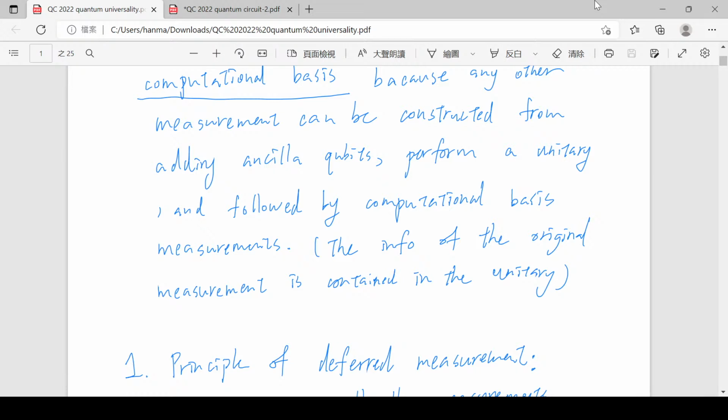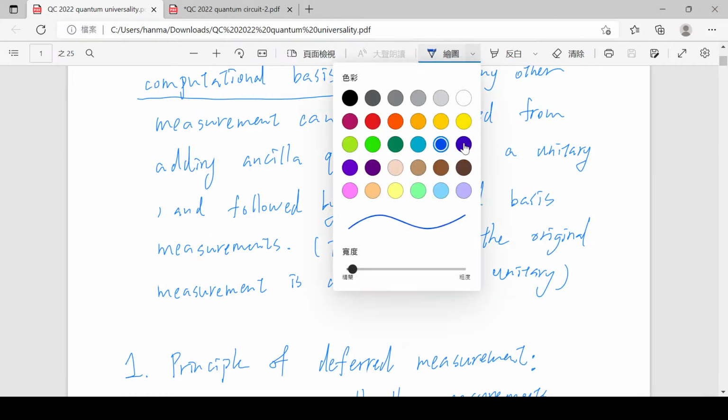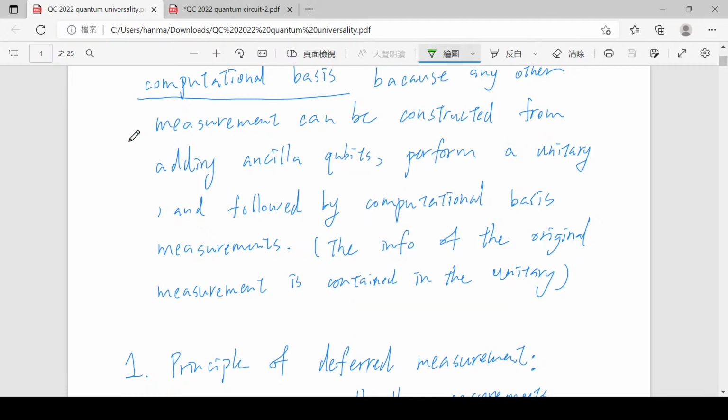Oh, what is it? Okay, yeah. Just wanted to write down this really simple. Okay.